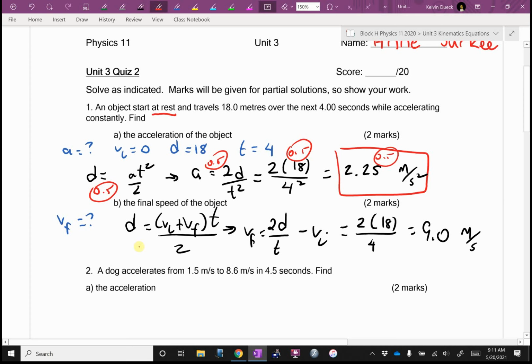Again, same as before, Jaden. Half mark, half mark, half mark, half mark.